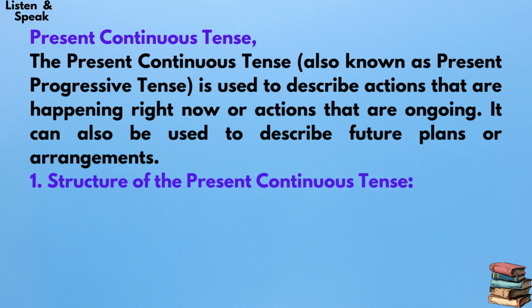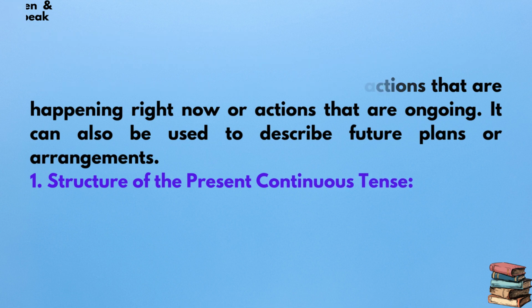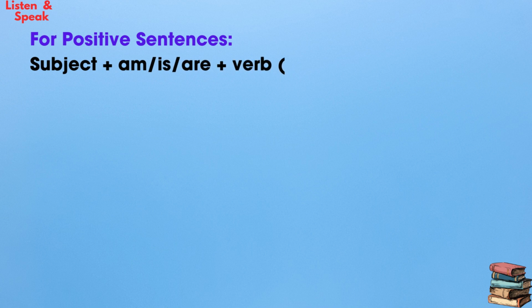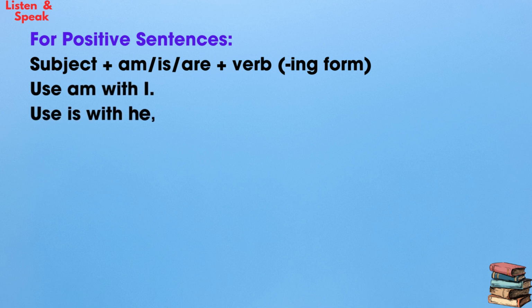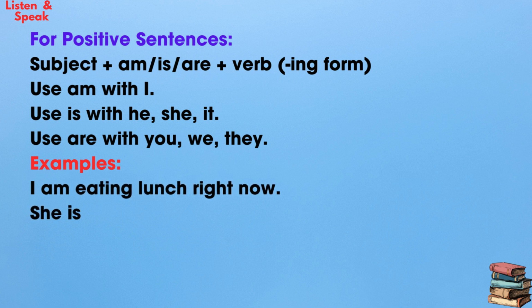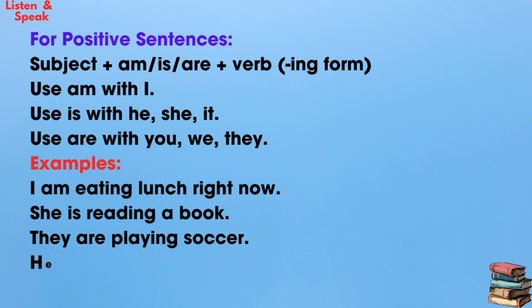1. Structure of the present continuous tense for positive sentences: subject plus am/is/are plus verb, ing form. Use am with I. Use is with he, she, it. Use are with you, we, they. Examples: I am eating lunch right now. She is reading a book. They are playing soccer. He is studying for his exam.